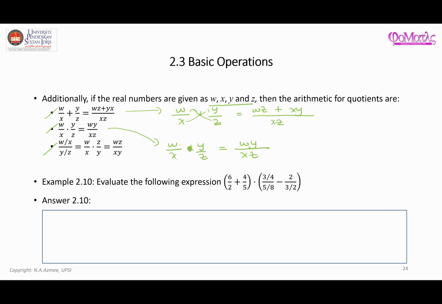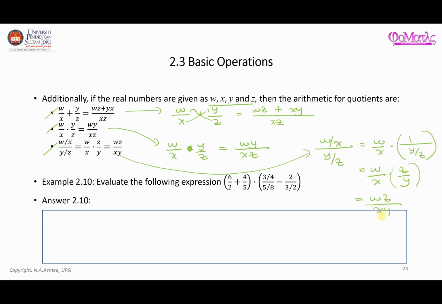Well, for the third one here, what you have is w over x over y over z, and this can be the same thing as having w over x times 1 over y over z. So that's the same thing, and you can simplify that by having w over x times z over y. So this one is the same thing as z over y, and you just multiply them together from the top part, so we've got wz over xy. Okay, so that is pretty straightforward, something that you have already seen before, I believe.